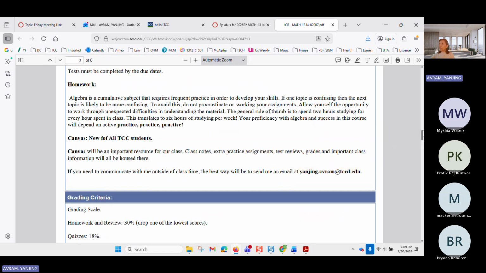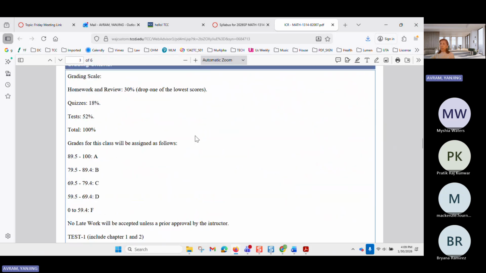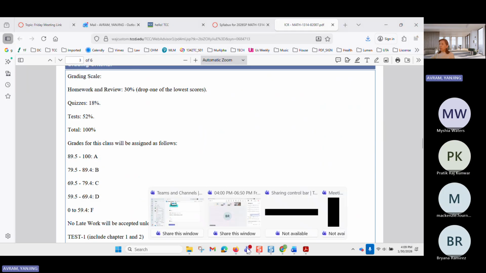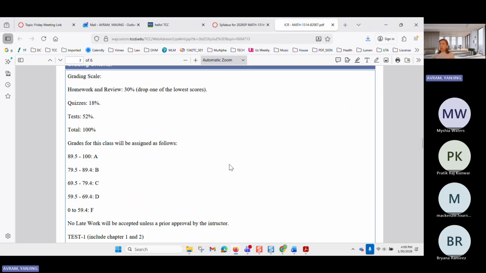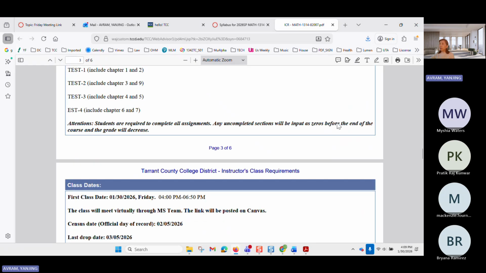The most important part of the syllabus is the grading. You can see the grading here. Homework and chapter review count for 30%, and we drop one of the lowest scores at the end of the semester. Quizzes are also online, and are 18%. And then for the tests, I think we have 4 tests, each test is 13%. 4 tests will be 52%, right?